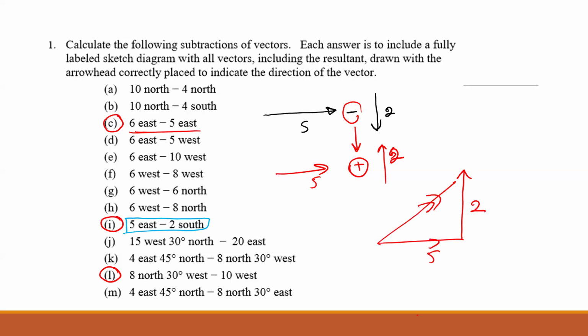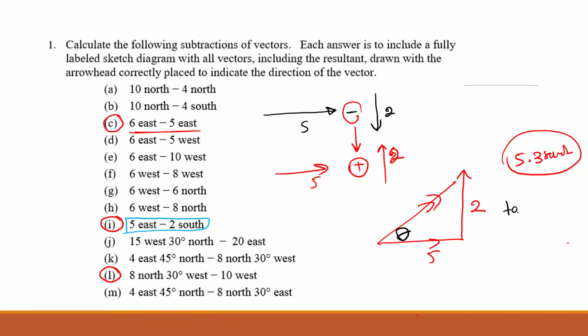This is the resultant. So let me check. 5 squared plus 2 squared, square root of the answer. Yes, 5.385 roughly, 5.38 units. To where? How do you find that? You need to find this theta, isn't it?